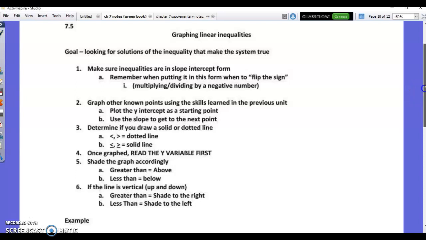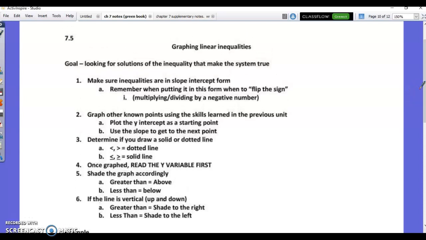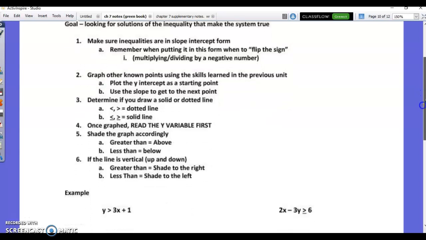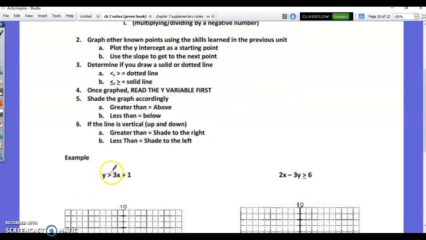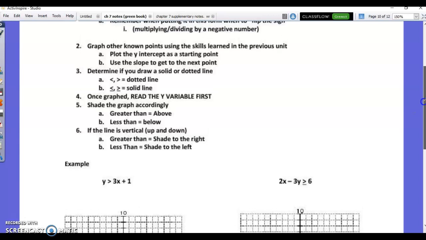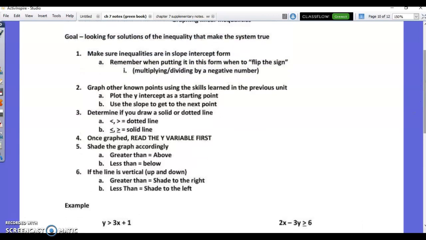All right, so this section is going to cover graphing linear inequalities. They're going to look like lines in slope-intercept form, except instead of an equal sign, we have a greater than or less than symbol, or greater than or less than with the equal sign underneath. These will guide you through how to do that. So we're looking for solutions of an inequality that make the system true.